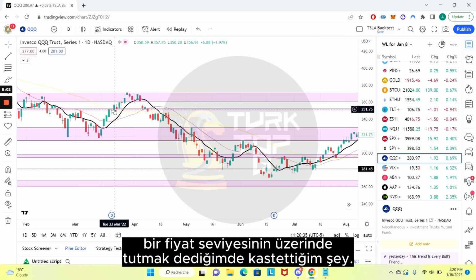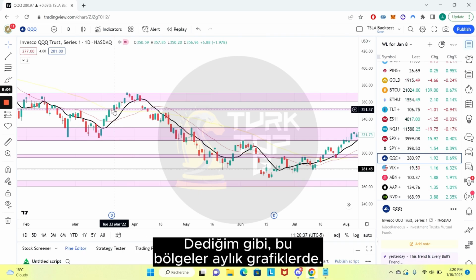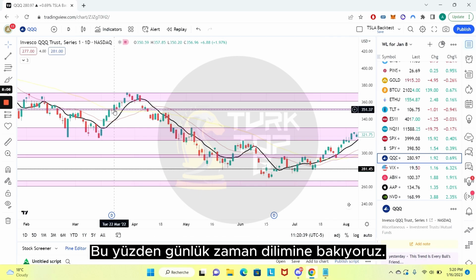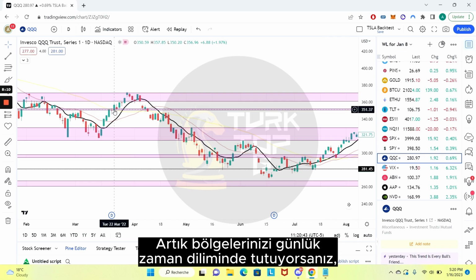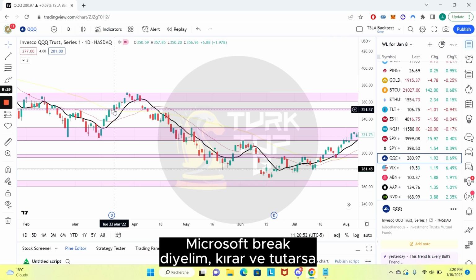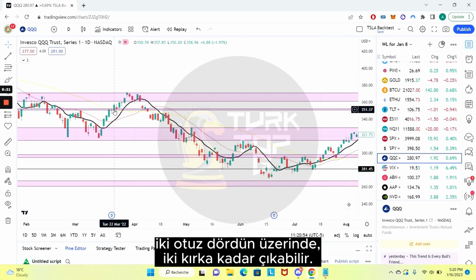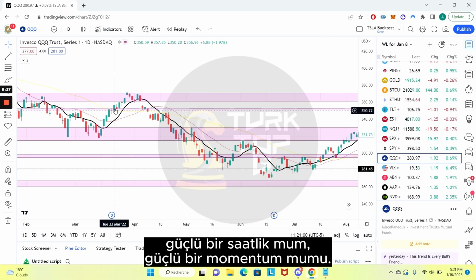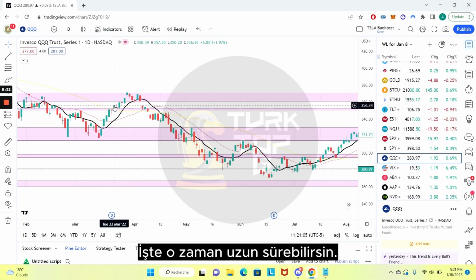above a price level. So as I said, these zones are on the monthly charts, so we are looking at the daily time frame. Now if you have your zones on the daily time frame, you can look at 1 hour charts for entry. So in this case, when I say break, let's say Microsoft breaks and holds above 234, it can go to 240. What I mean is a strong hourly candle above that 234 level, a strong momentum candle. That's when you can get long.